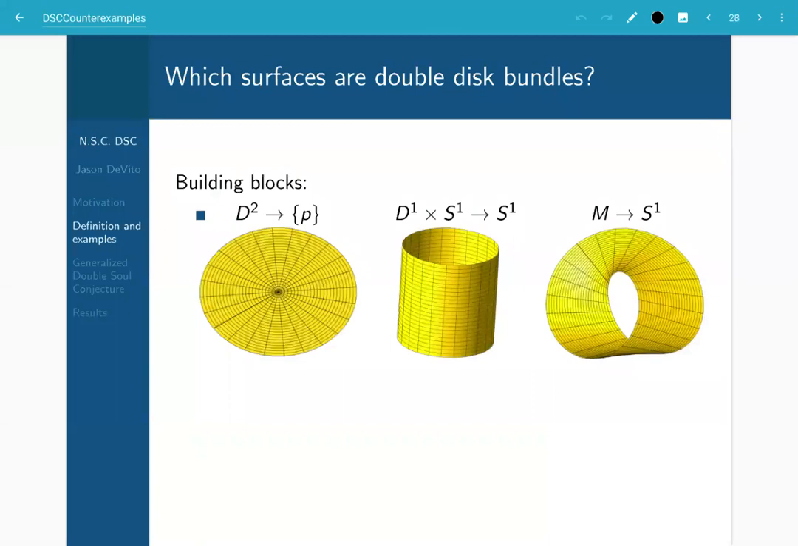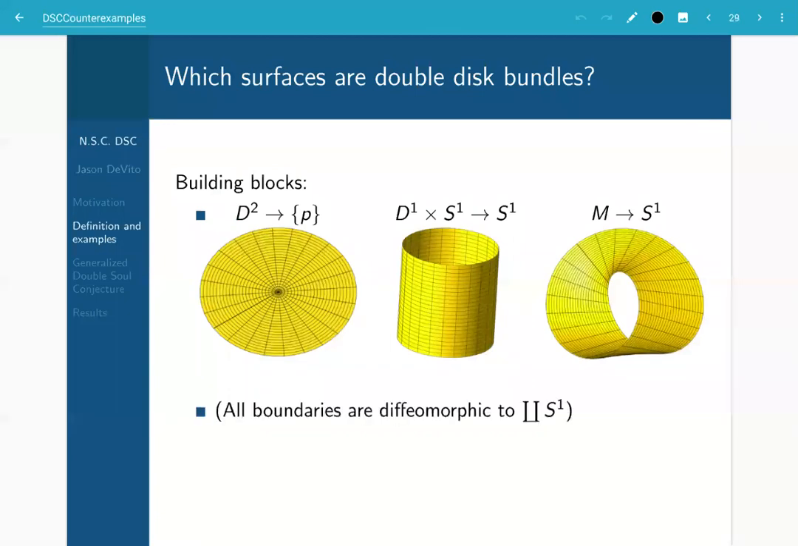And then you can ask, what are all the two disk bundles over a point? Well, it's just a two disk. The total space is a two disk. And you can also ask, what are all the D1 interval bundles over a circle? Up to bundle isomorphism, there are precisely two. You have the trivial bundle, the cylinder, the annulus, and then you also have the Mobius bundle.